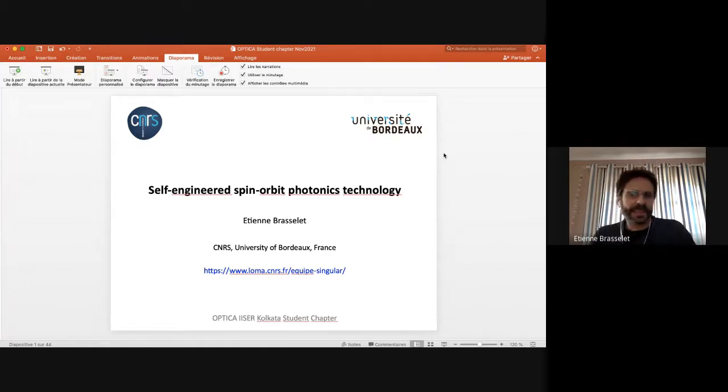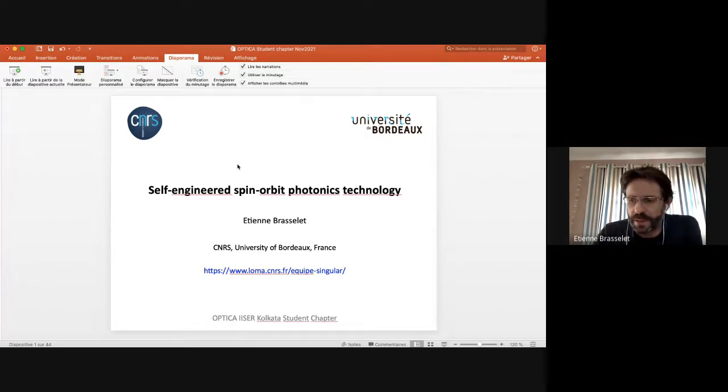And as you can see in this title, it's not only about spin-orbit photonics from a fundamental point of view and discussing potential applications in terms of technologies, but also, as shown here, self-engineered materials. I would like to show how soft materials like liquid crystals could be used to design, to produce, and then to use in real applications the agile capabilities of soft matter in photonics.